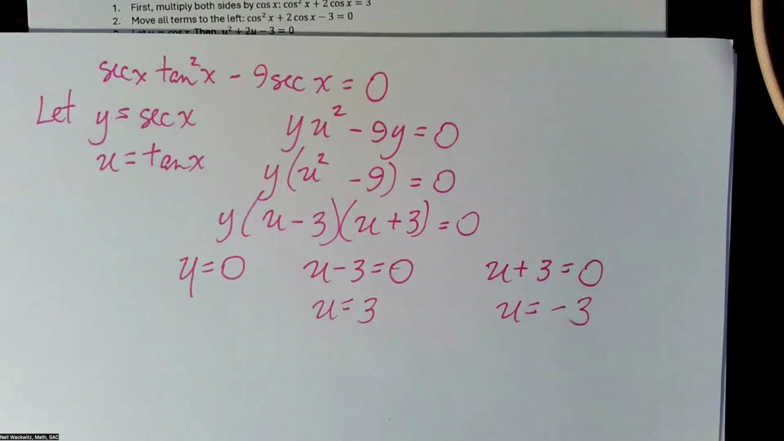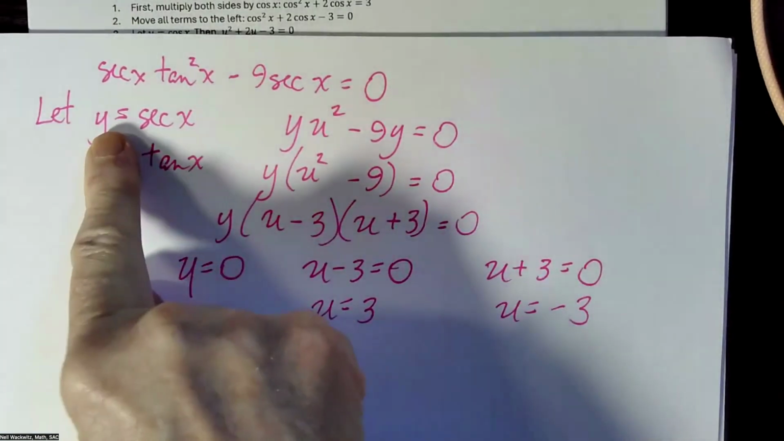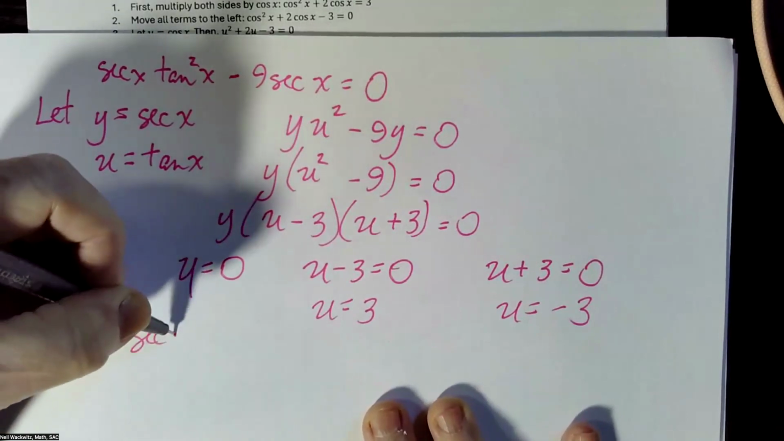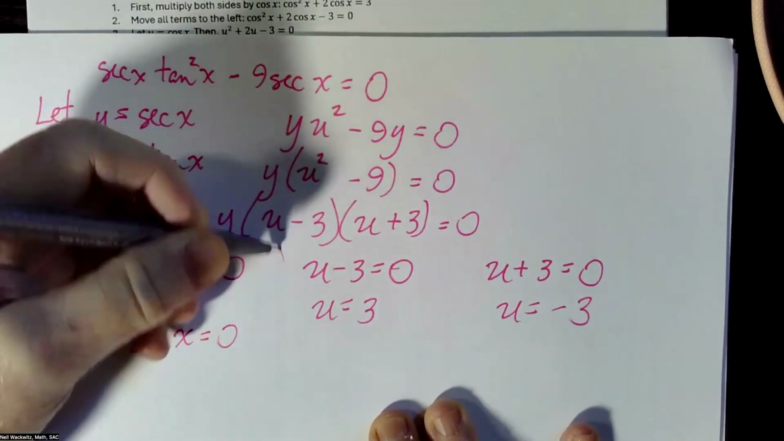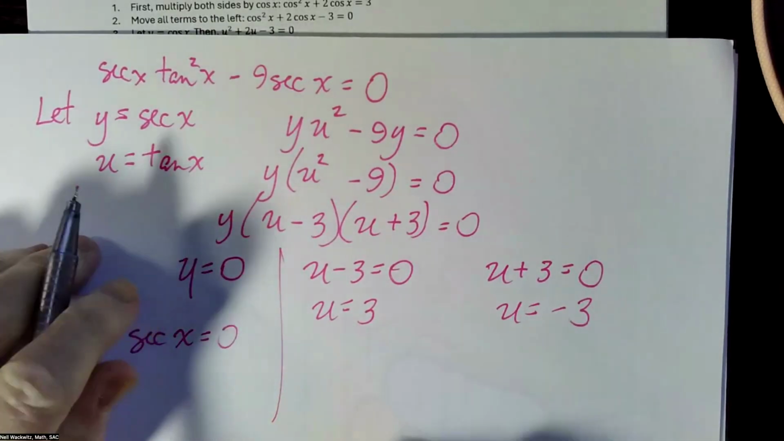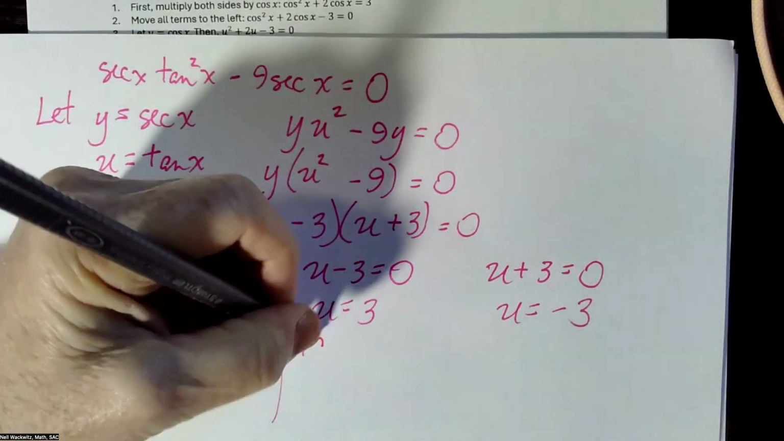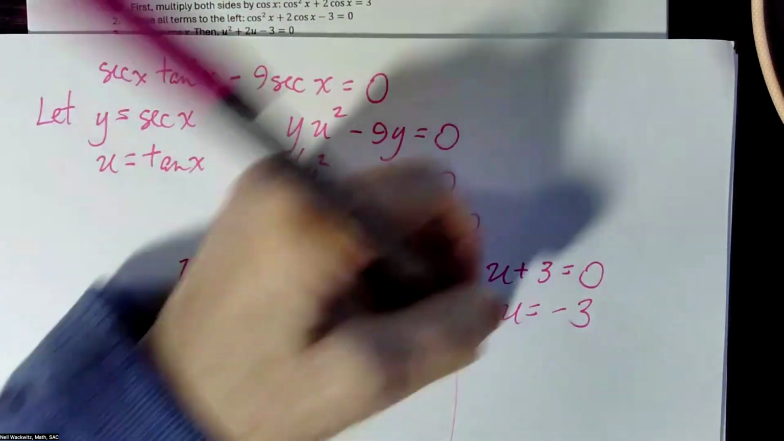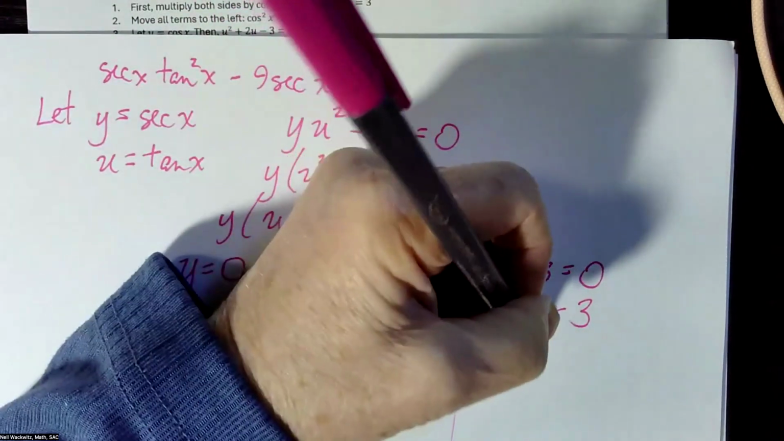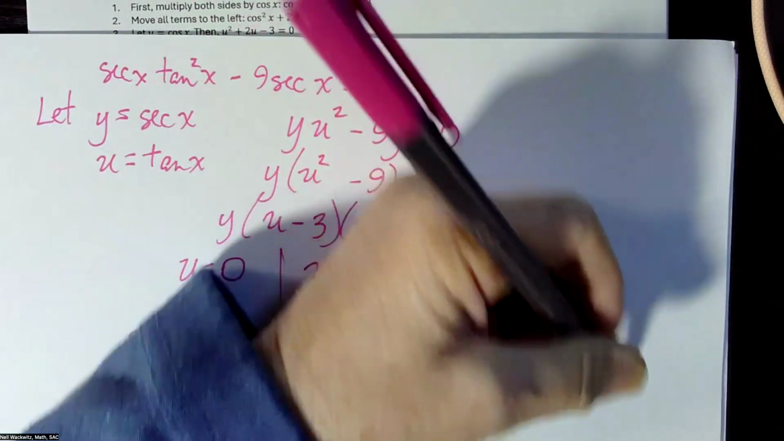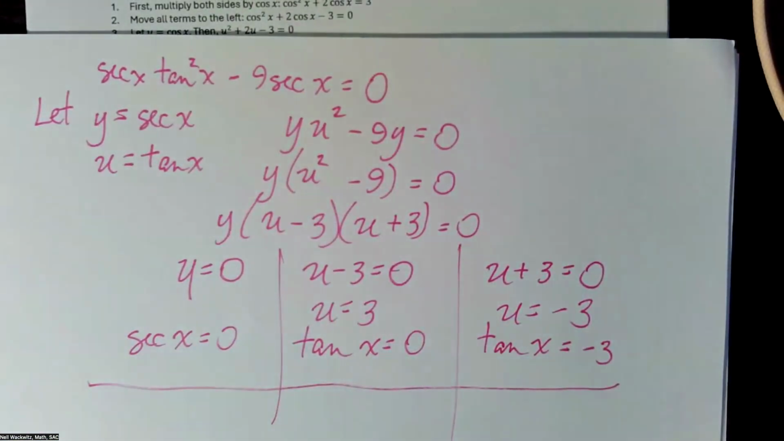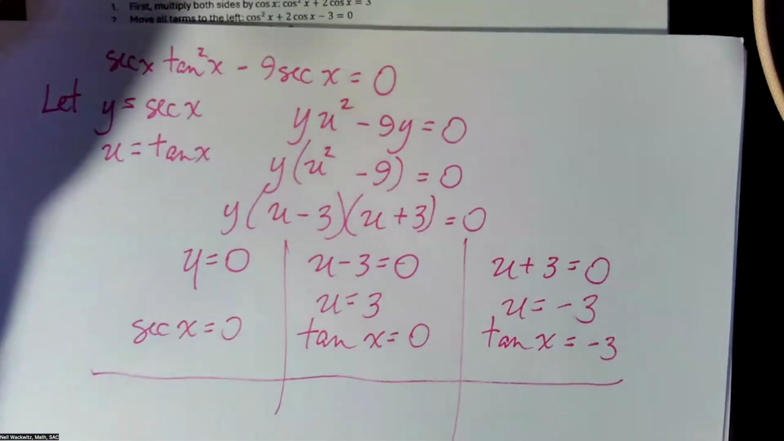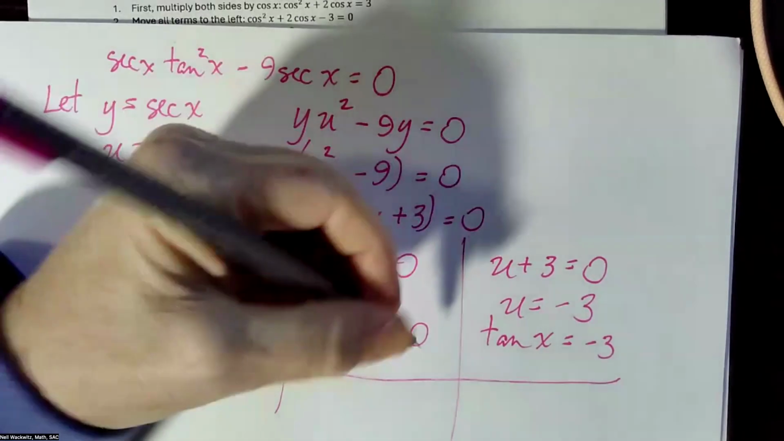And now we're going to go back. We had y as secant x, so now we've got secant x equals 0. U was tangent, so we've got tangent x equals 3, and tangent x equals negative 3. And now we can see, do we have solutions? Do we not? Do they make sense?